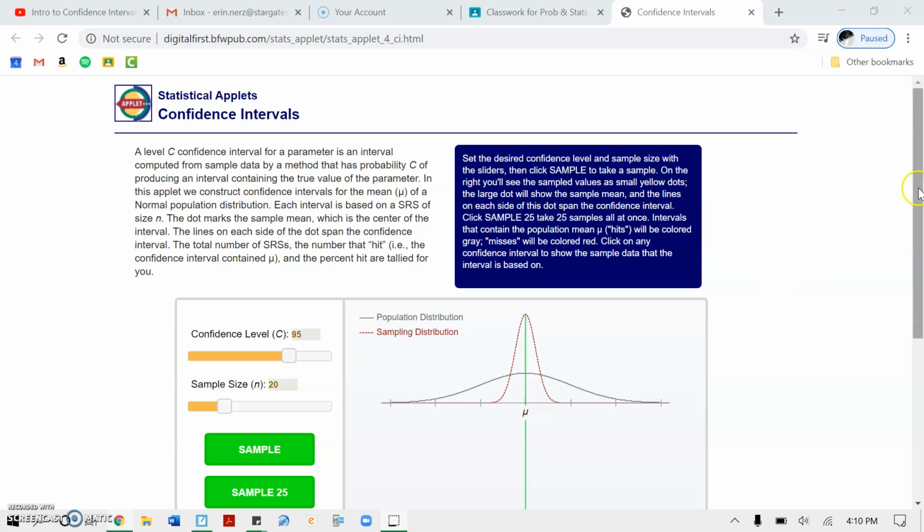Hey you guys, for this video I'm actually going to be using this applet. You can see the URL up at the top to kind of explain confidence intervals and confidence levels. So all I told you guys yesterday was that the most common confidence level is 95%. While that's the most common, there are other confidence levels you can use. So here's what I mean by that.